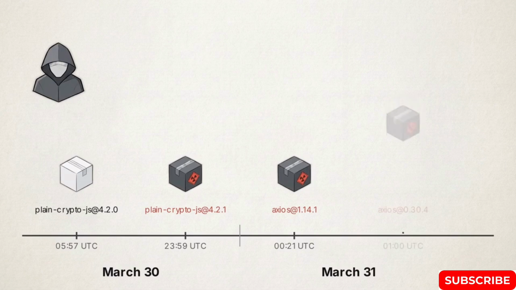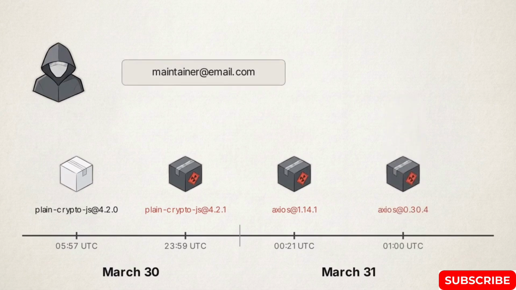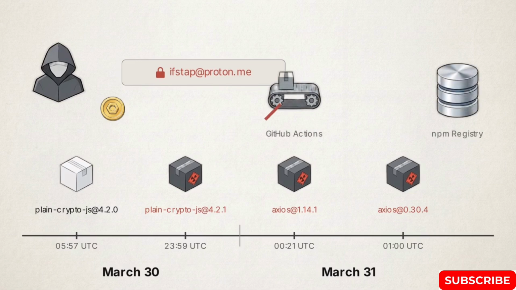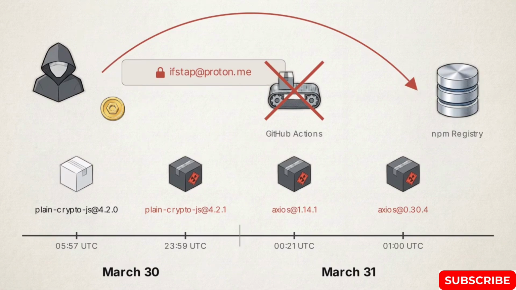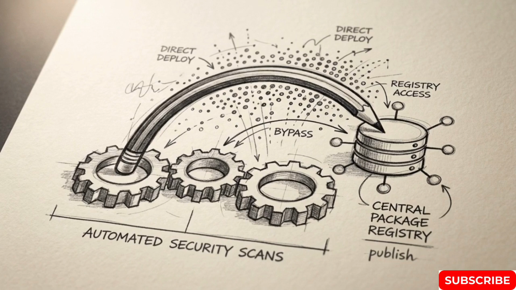On March 31st, the execution phase began. Using the compromised credentials of the primary Axios maintainer, the attackers published the poisoned Axios versions just 39 minutes apart. Investigators found the attacker first changed the maintainer's registered email to a Proton Mail address before using a long-lived classic NPM access token. This allowed them to publish directly to the registry, bypassing the project's GitHub Actions CI/CD pipeline entirely. By utilizing direct registry access, threat actors can circumvent the automated security controls built into upstream development pipelines.